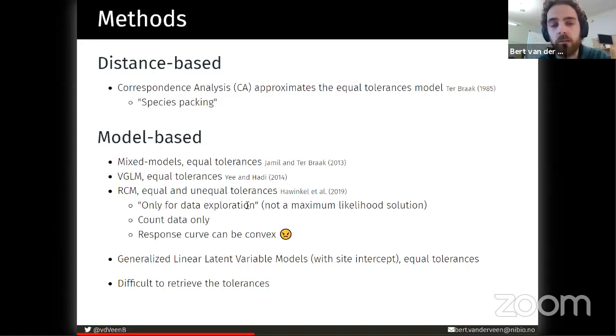But the authors very clearly state that this is only meant for data exploration, because due to the constraints on the parameters, you don't actually get a maximum likelihood solution. They only implemented it for count data, and their response curve can actually be convex, which is what we didn't want here for ecological reasons. Then we also have the generalized linear latent variable model, where if you add a site-specific intercept, you also fit an equal tolerances model. But in general, it's hard to actually retrieve the tolerances from these methods, as they're hidden in some other parameters.